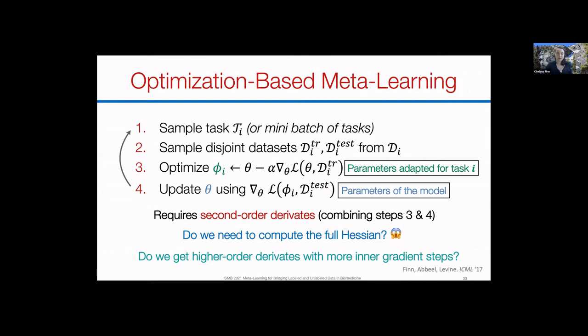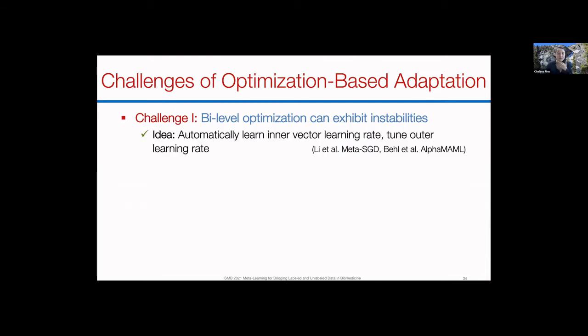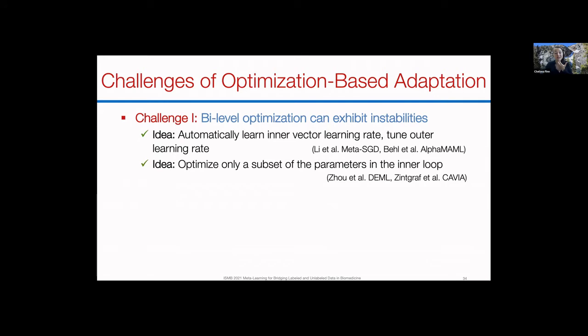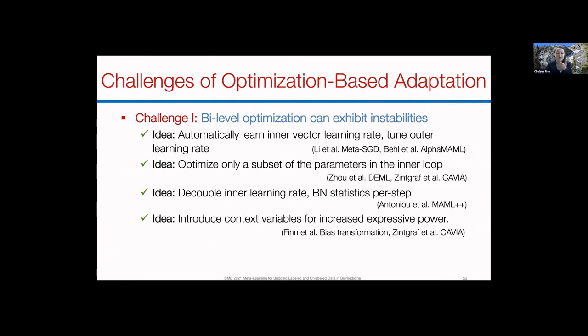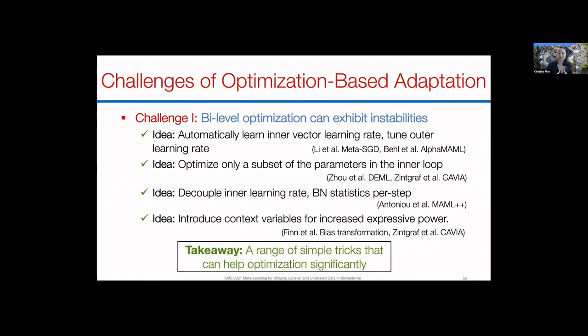Okay, so that's the basics of optimization-based metalearning. There are a couple of challenges that come up. The first challenge is that you have this bi-level optimization, and it can be somewhat unstable. There have been a number of tricks that people have developed, such as learning the inner learning rate, optimizing only a subset of the parameters in the inner loop, trying to decouple the learning rate and the batch norm statistics at each gradient step, and also introducing context variables. I don't want to go over all these in detail, but the takeaway is that there are a range of simple tricks that can help the optimization significantly. If you're interested in learning more, you can take a look at some of these papers.